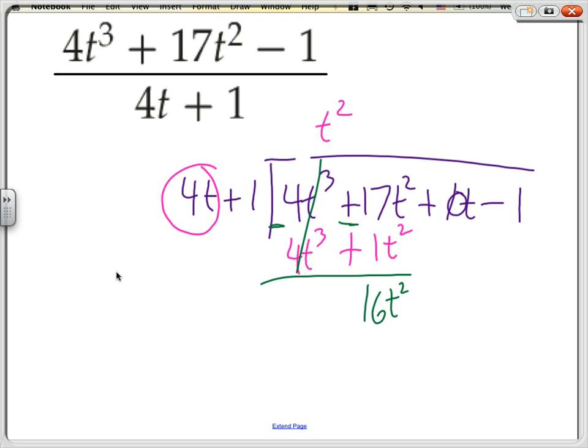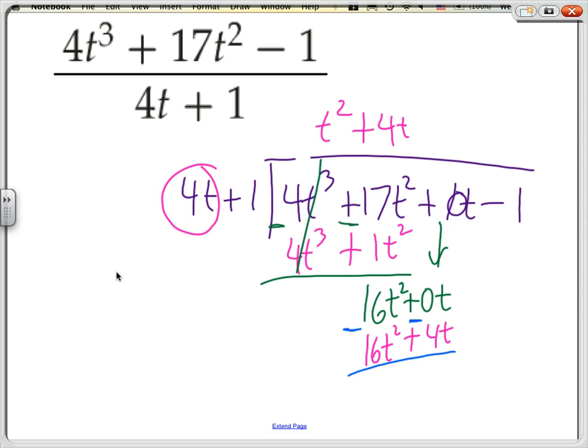And then what do I do here? Bring down what? The 0t. See, this is the reason why you have to have it there. Imagine if you left it out, then you have nothing left to bring down except for a negative 1, and all of a sudden your answer got all wrong. So bring down the 0t. There it is, and then we start the whole process again. 4t here times what is 16t squared? 4t. So I'm going to add 4t to it because it's a positive, and I distribute. 4t times 4t is 16t squared. 4t times 1 is 4t.